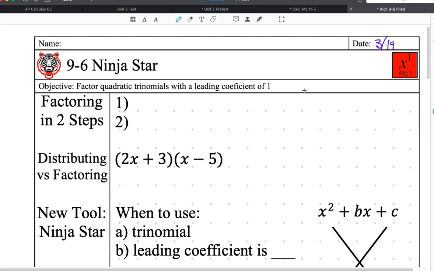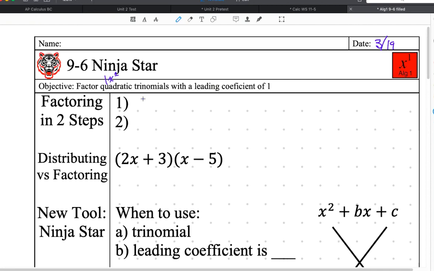Factor quadratic trinomials with a leading coefficient of 1. Yeah, so that's a mouthful, but quadratic means I have something with an x squared in it. I could have 7x squared or 9x squared, but not any of those numbers, because that leading coefficient, the number in front of the x squared term, needs to be 1. So I'm basically saying my first term is 1x squared. If your leading term is 1x squared, you're ready to go.